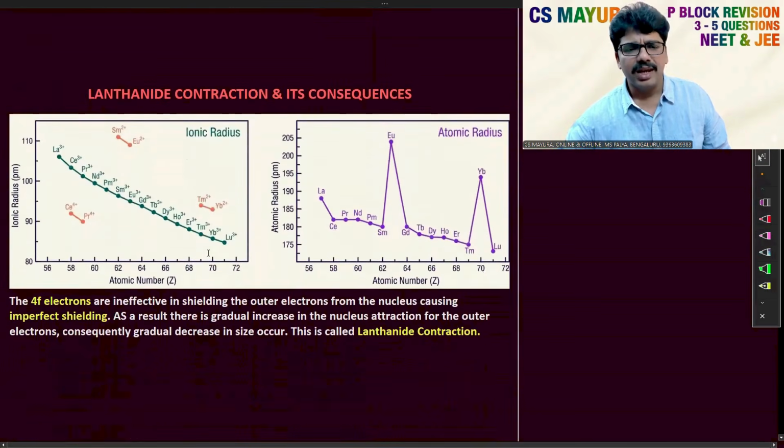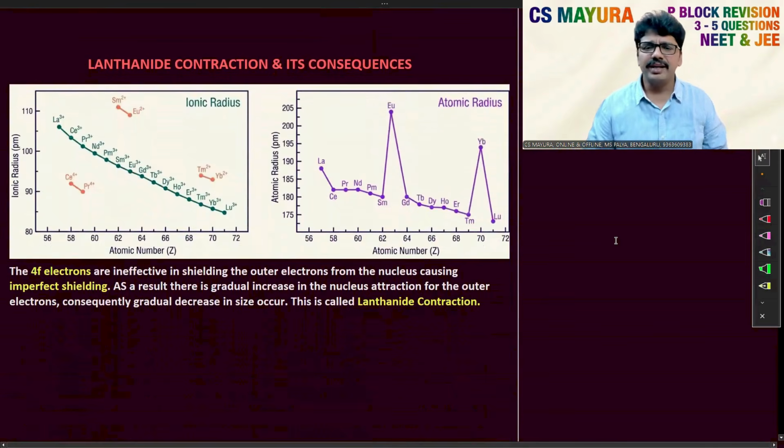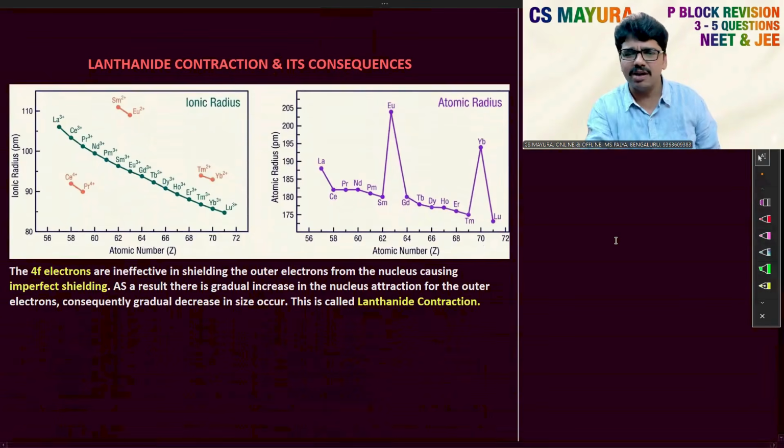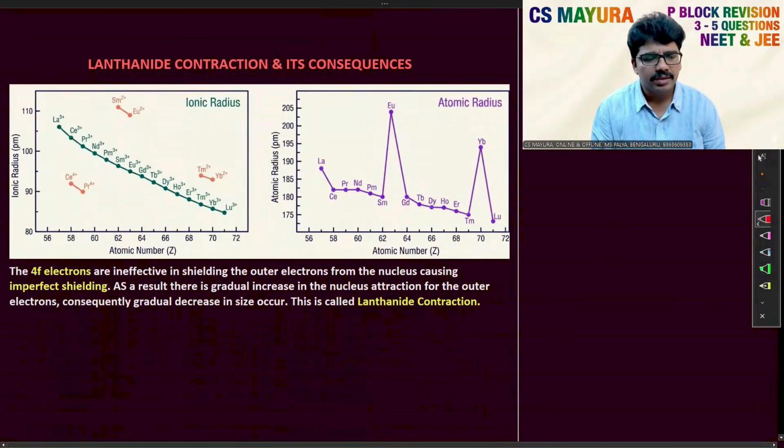Next, coming to lanthanide contraction. This is a very important topic, a very important point. In short, we will discuss it. In lanthanides, electrons are going to the 4f subshell. These 4f electrons are ineffective in shielding. Poor shielding effect is there. Then what happens? The nuclear force of attraction is very high on the outermost shell.